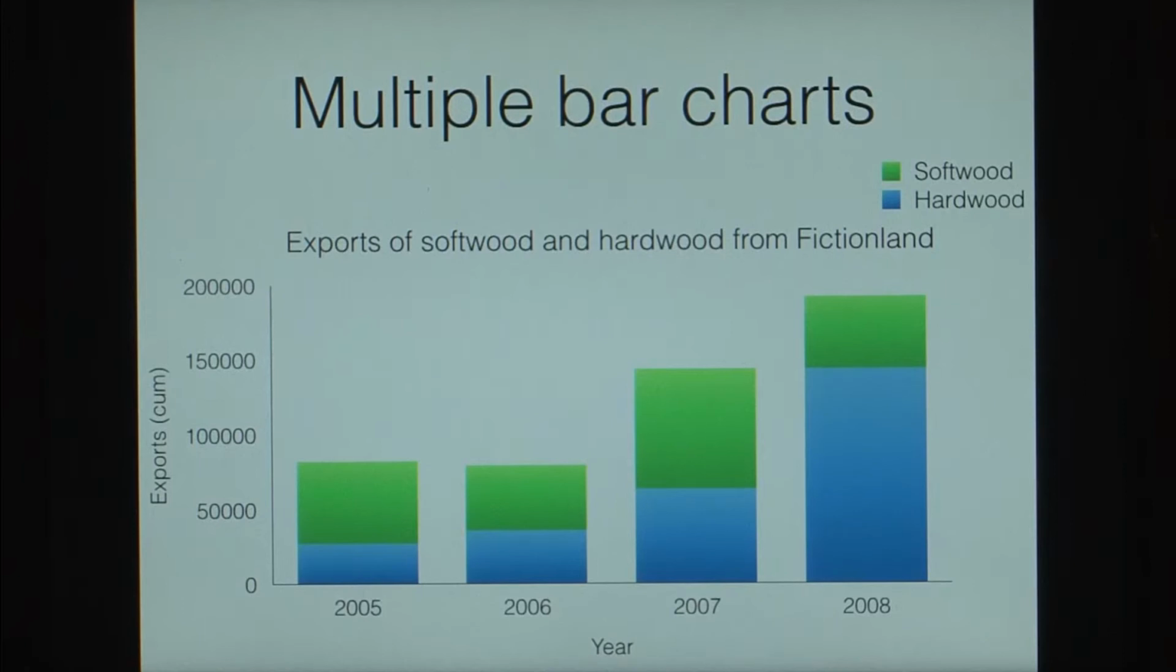So, total exports have been increasing and the exports of hardwood have also been showing an increasing trend if you look only at the blue portion. However, we can make out from this graph that the exports of softwood are showing a mixed picture, because between 2005 and 6 the exports decreased. They increased again if we look only at the green portion. The size of the exports increased again between 2006 and 7 and then they decreased again. So, multiple bar charts help us to show different kinds of data on the same plot.